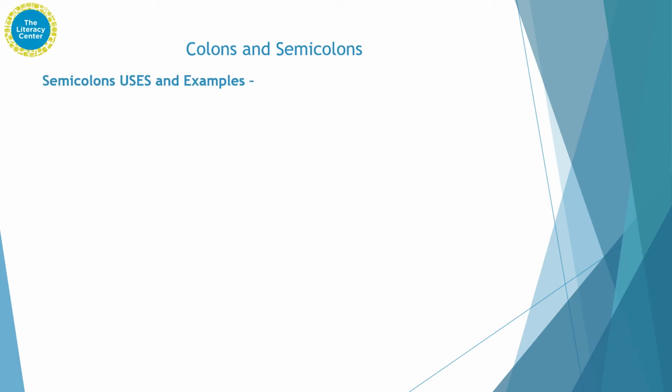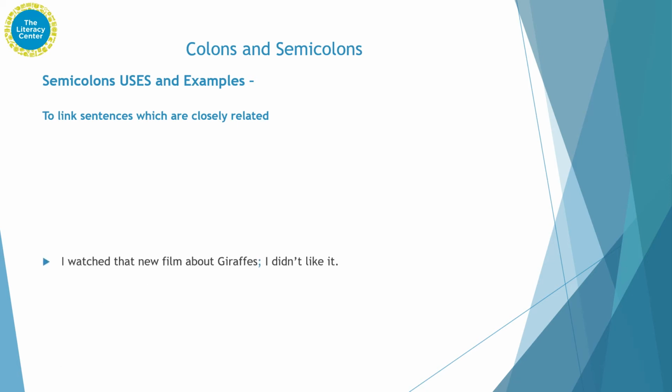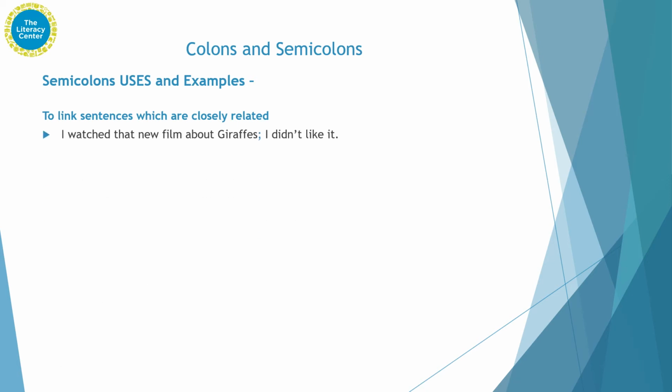Let's explore how we use semicolons and let's see some examples. We can use the semicolons to link the sentences which are closely related. For example, I watched that new film about giraffes; I didn't like it. So here, two parts of this complex sentence are closely related. So we are linking these two simple sentences with the help of a semicolon.